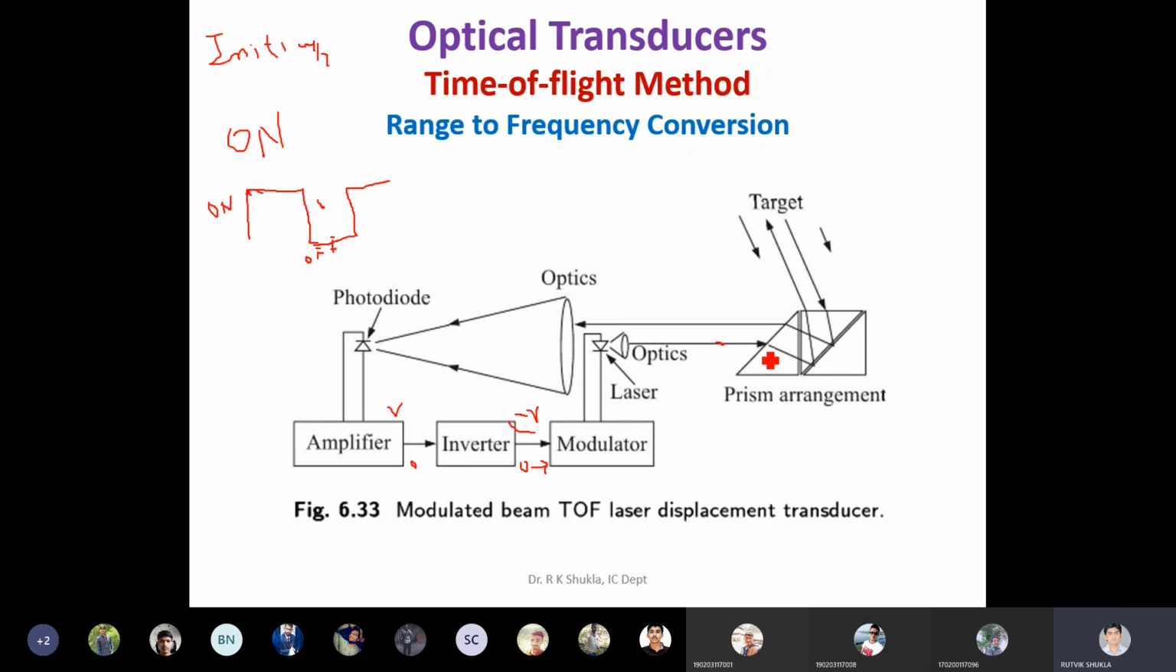So again the diode gets turned on, the signal strikes the target, gets reflected back and falls on the photodiode, goes to the amplifier, goes to the inverter, and again it will receive this minus V. Whenever it receives the minus V, it turns off the diode. Again it turns on the diode, and again it gets turned off. This is very, very important. Clear? So here you can see the diode remains turned on for a particular duration.